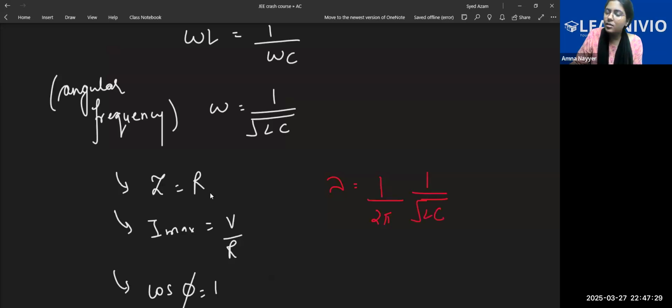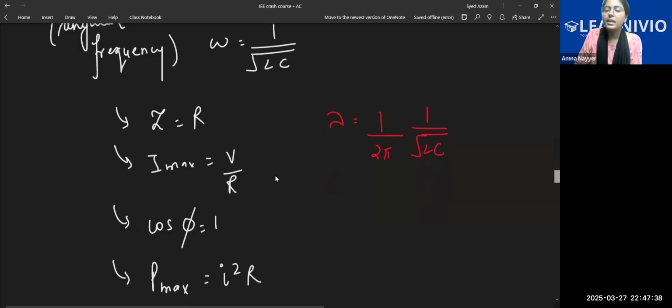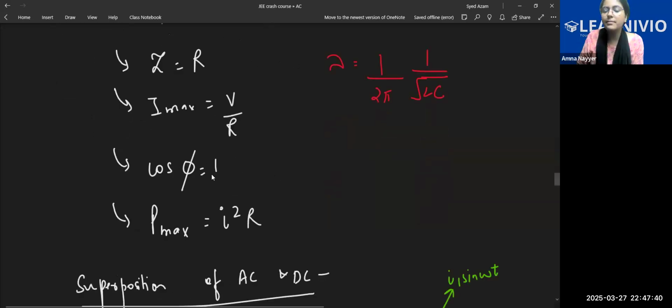In resonance, Z is equal to R. And if impedance has gone, then you can use your resistance instead of Z. Like current will be V by R. Remember, cos phi here will be 1. Power maximum will be I square R. See, in purely capacitive circuit and purely inductive circuit, cos phi is 0, power is 0. In your LCR circuit at resonance and purely resistive circuit, cos phi is 1, power maximum is I square R. Tell me, the theory part of alternating current is clear?